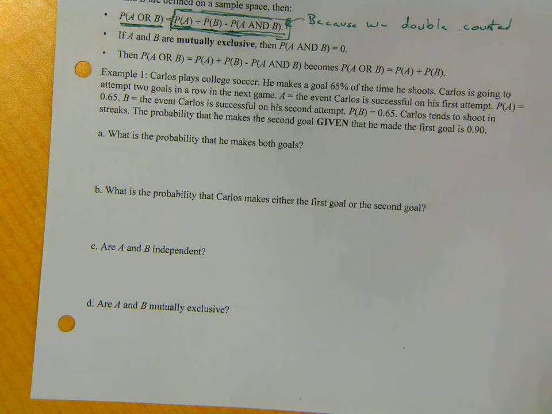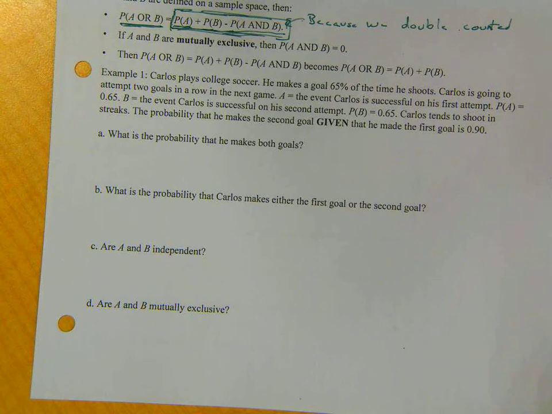Carlos's probability of making a goal is 65% of the time shooting. If A is the event that Carlos is successful on his first attempt, then his probability is 65%. That's all it's saying, essentially the same thing, just writing it into that notation of P of A. P of A equals 0.65.